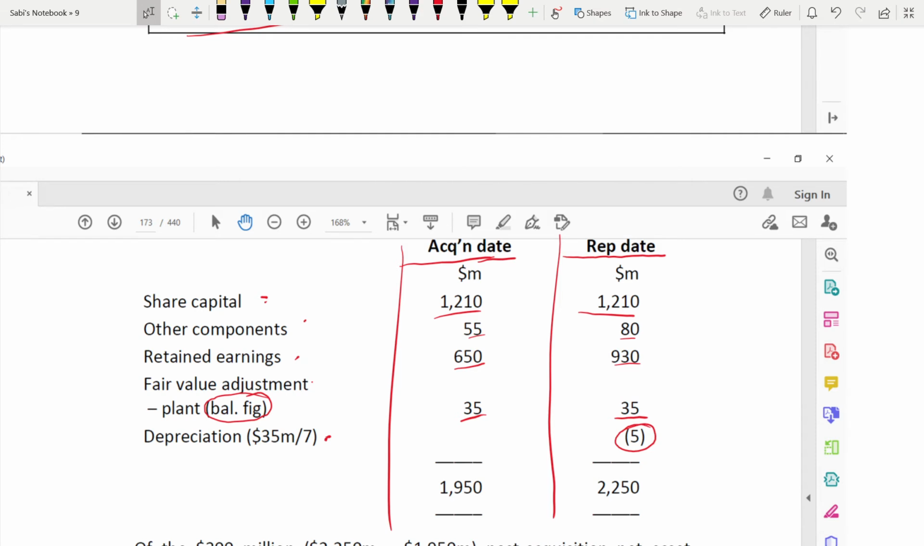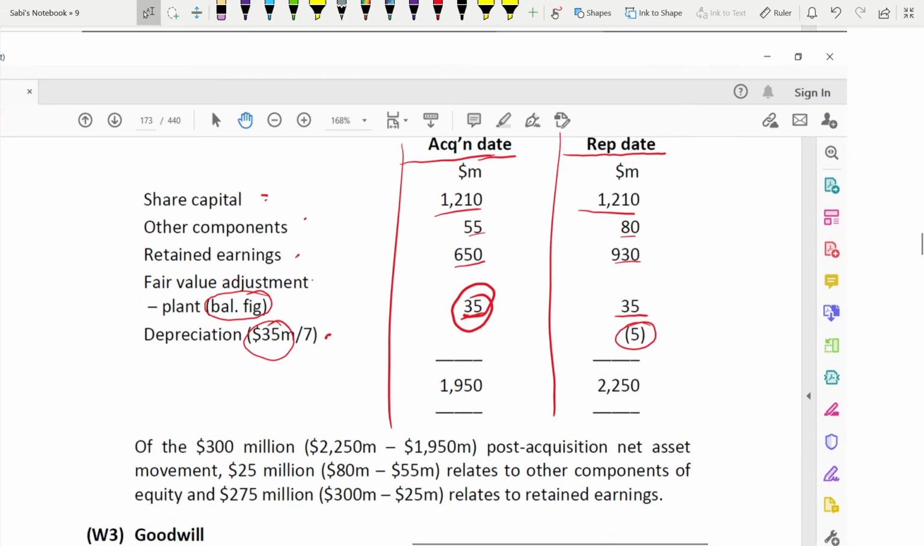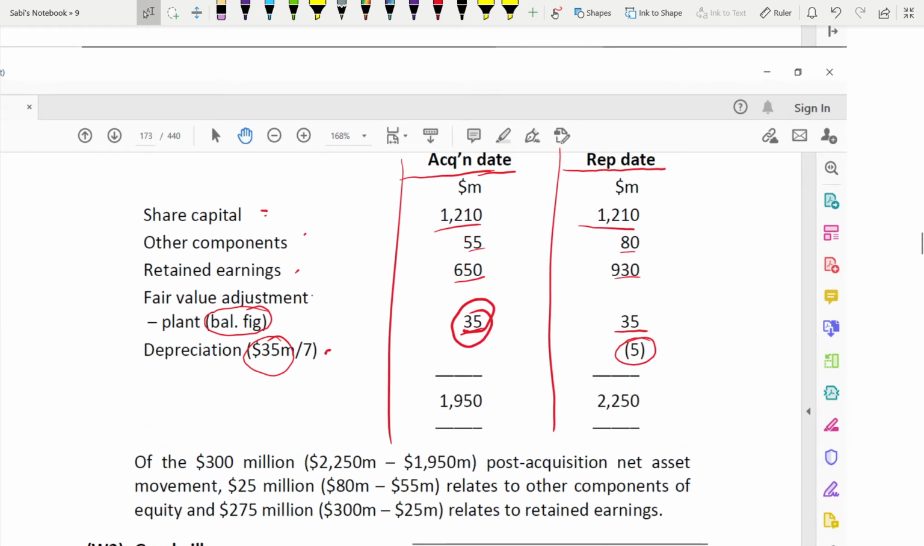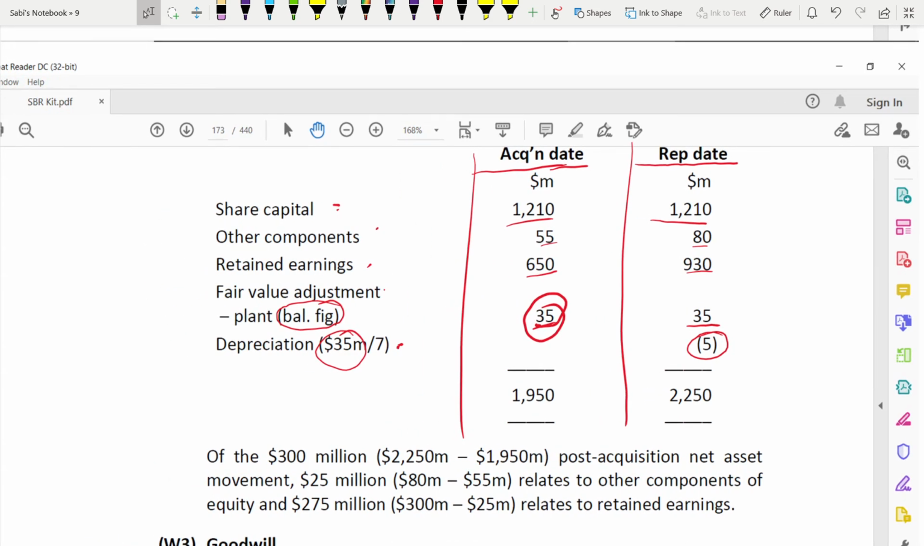Next, fair value adjustments. Before we find depreciation, we have to find the fair value adjustments, because this 35 is used here also. That fair value adjustment is the plan, no? Based on that only you are going to depreciate. So that amount has to be correct. Before you go to the equity or the goodwill and everything, let me just go through. This has been given to you. That's why you got 35 as a balancing figure.